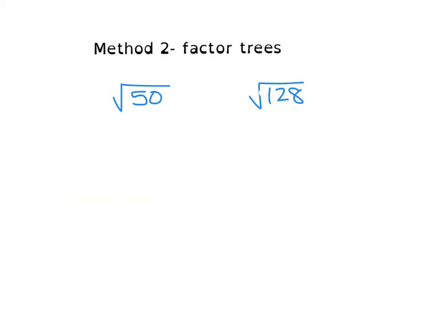All right, a second method that you can use is something called the factor tree method. Now, when you were first learning how to multiply, you guys made factor trees. So I'm going to show you how this works with 50. What you can do is start making a factor tree for 50. I know 10 times 5 is 50. Okay, I'm going to break it down some more.